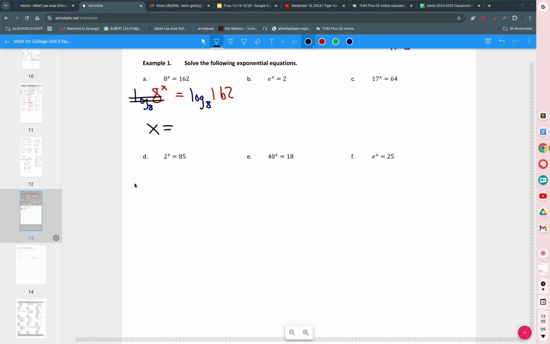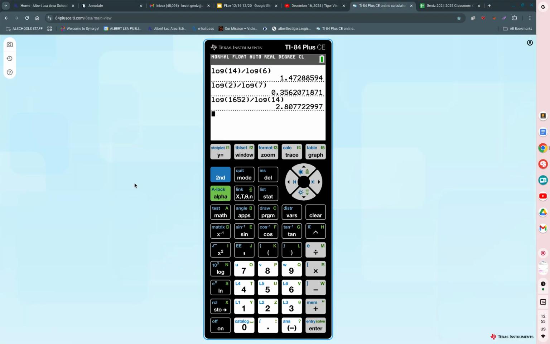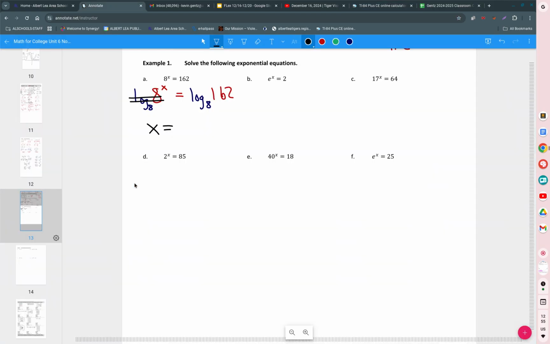Do you remember how we compute log base 8 of 162? We plug into our calculator, log of 162 divided by log of 8. I'm going to write it out to 3 decimal places, 2.446. Very good.